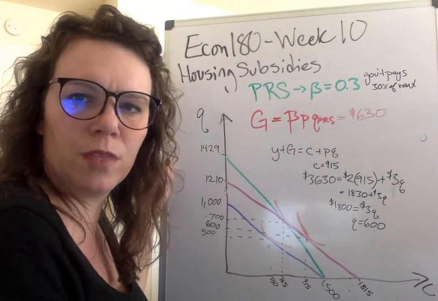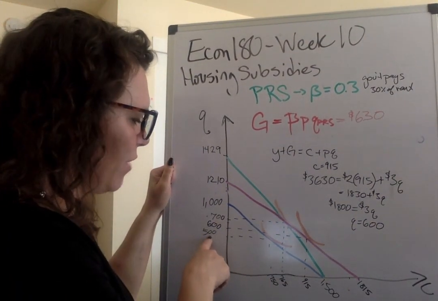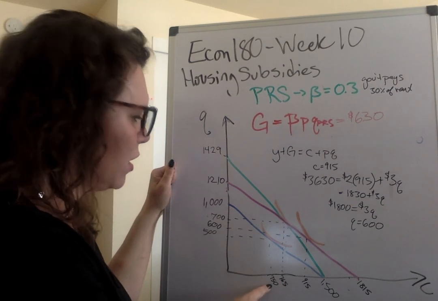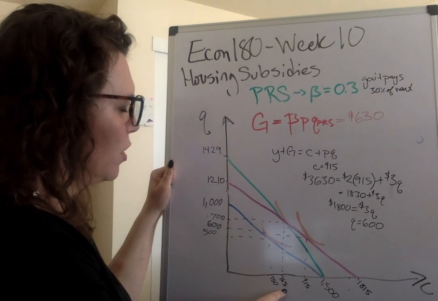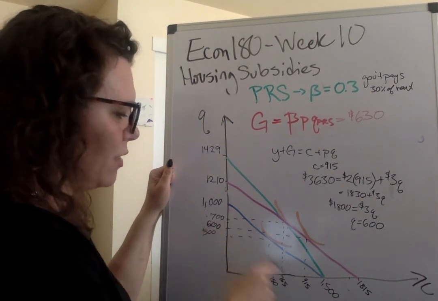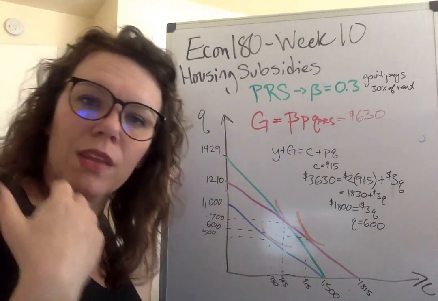Cool? So on the answer key, I give you the quantities of everything. With nothing, they're consuming 500 housing and 750 everything else. With a proportional rent subsidy, they consume 700 housing and 675 everything else. With the income grant, they consume 600 housing and 915 everything else. Pretty cool? Let me know what questions you have.